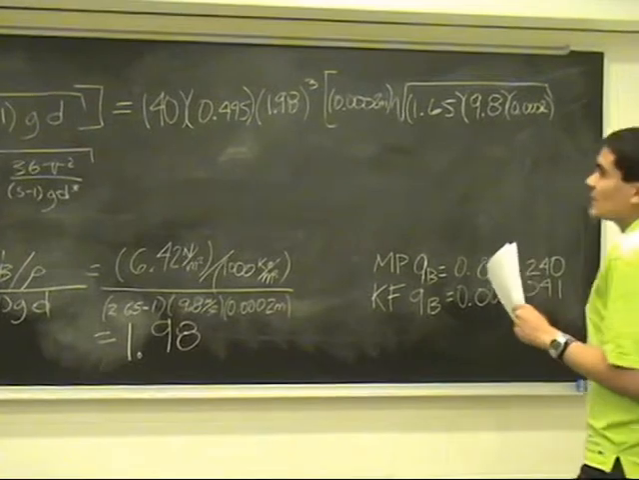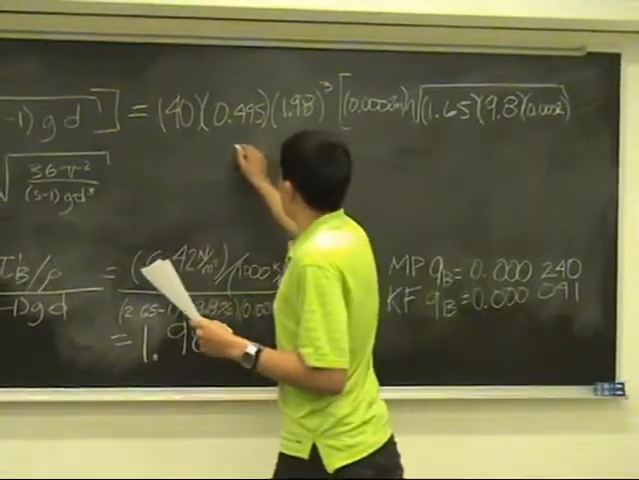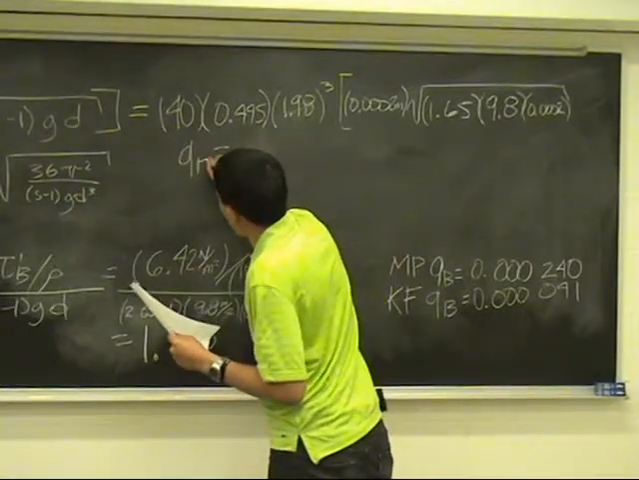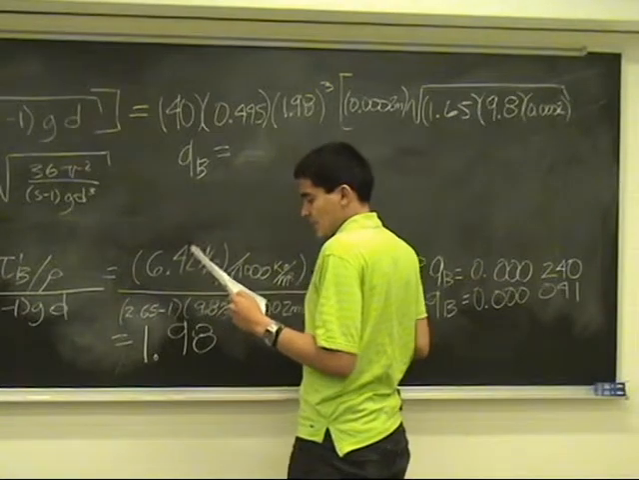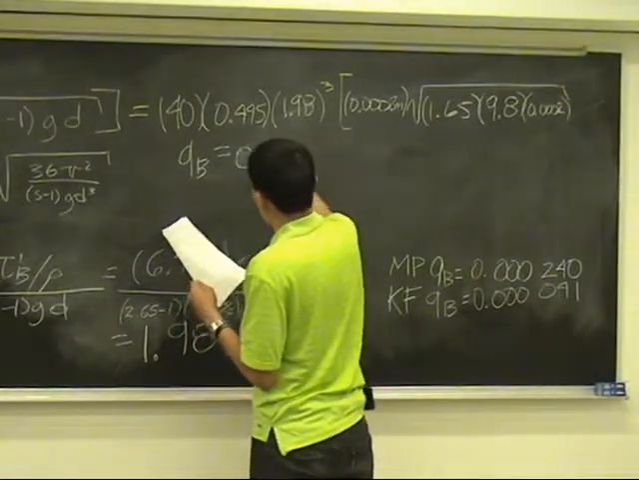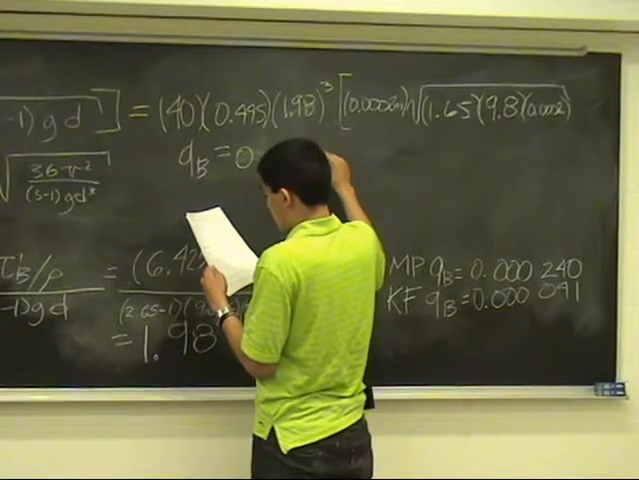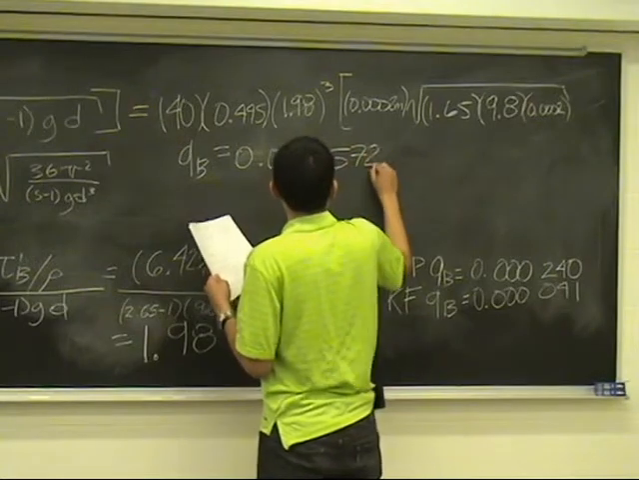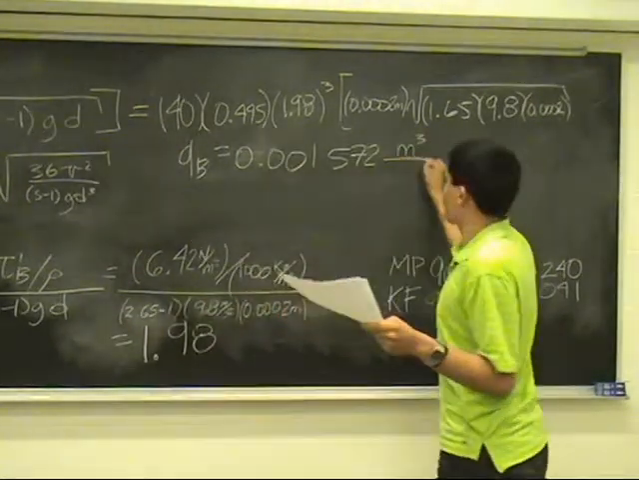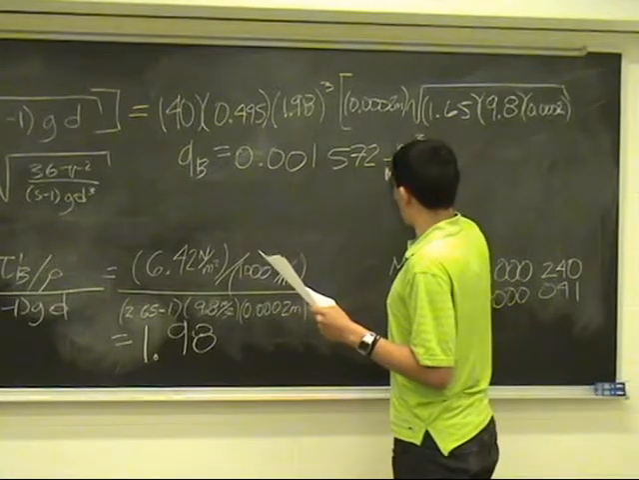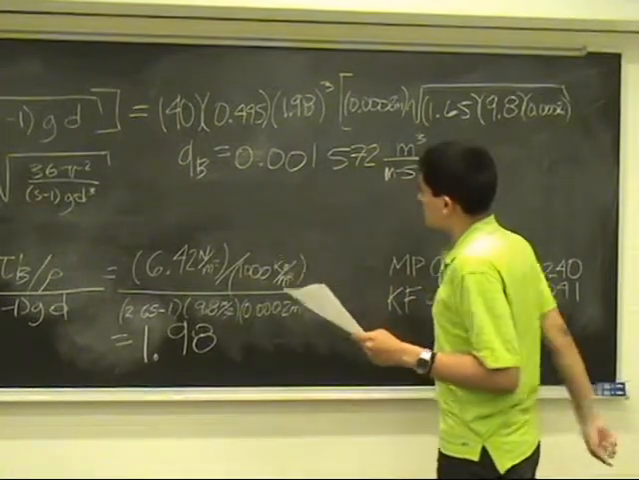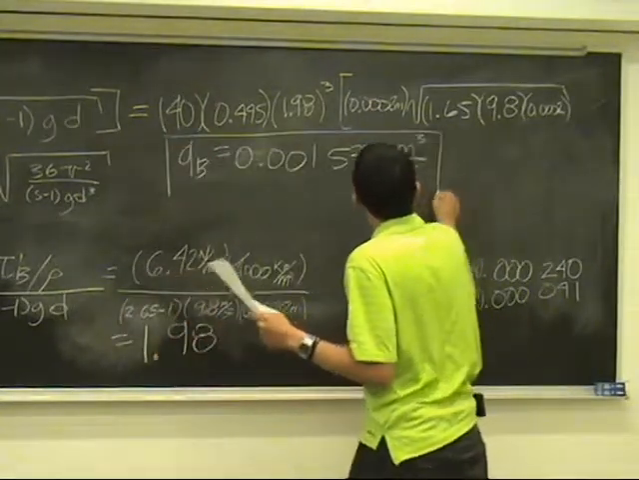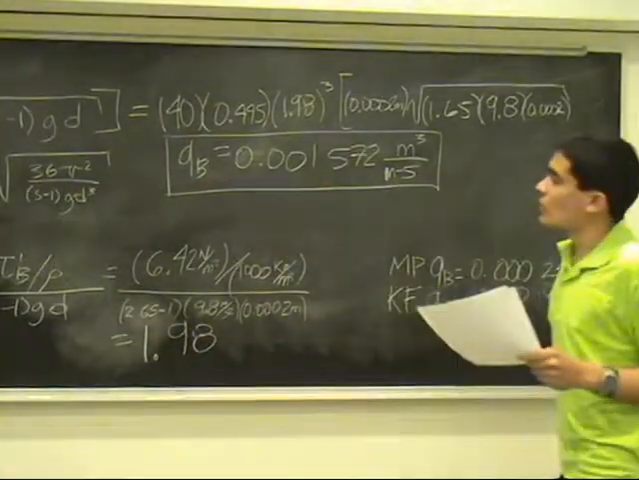So, boom, boom, boom, boom. We have everything we need according to Einstein. This comes out to be QB, our bed load transport, is 0.01572 meters cubed of sediment per meter of width of channel per second. So this is the answer of the bed load transport according to Einstein.